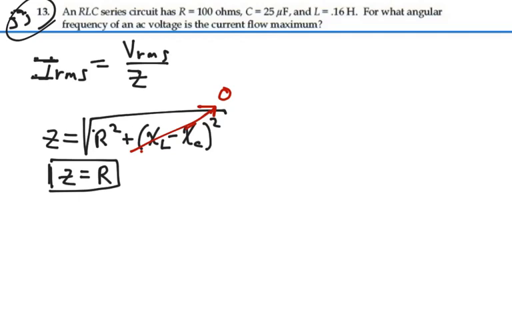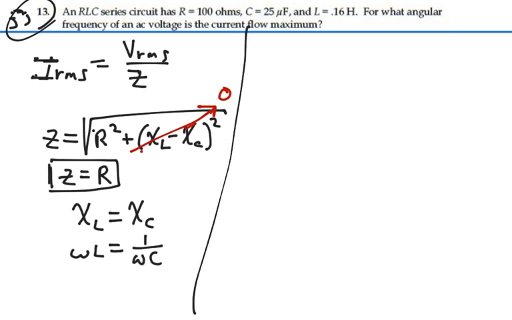So for that to happen, to get maximum current, I would want my inductive reactance to equal my capacitive reactance. In other words, omega times L should equal 1 over omega times C. Solving this for omega, we would have omega squared is equal to 1 over LC, or omega is equal to 1 over the square root of L times C. That will be the frequency that gives me a maximum value for the current. It'll give me a minimum impedance, maximum current.